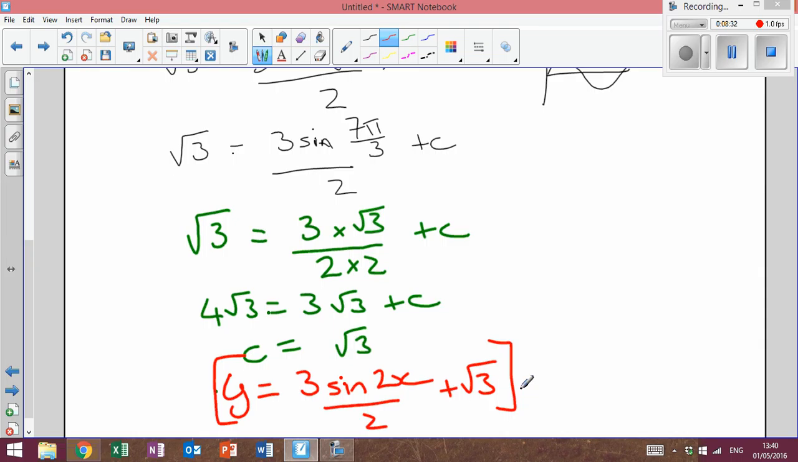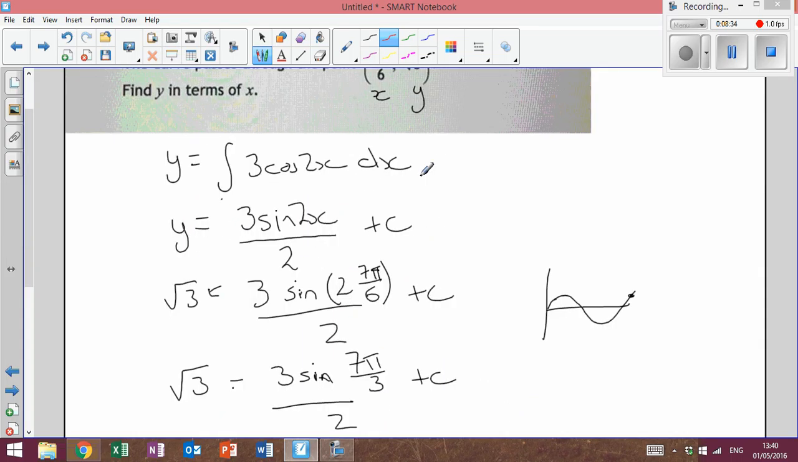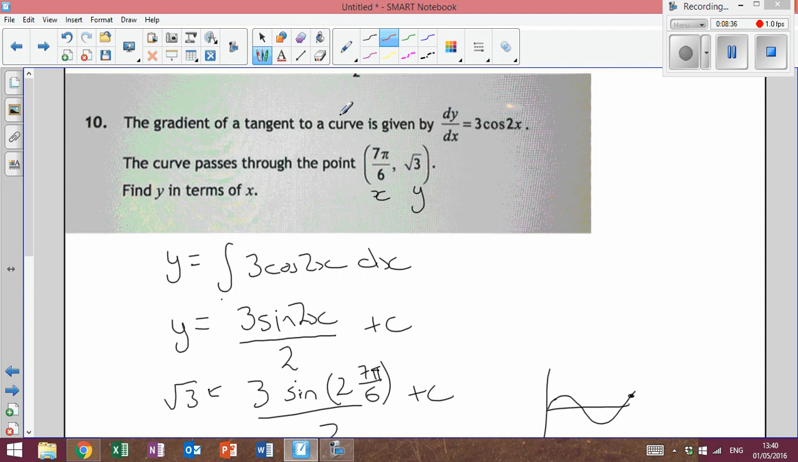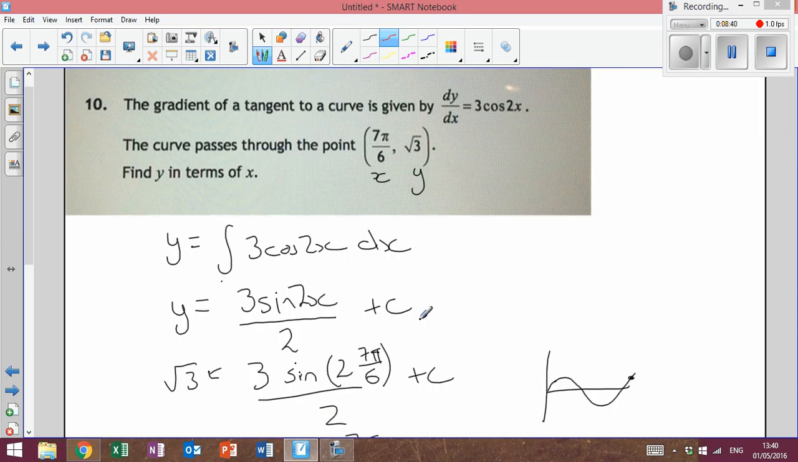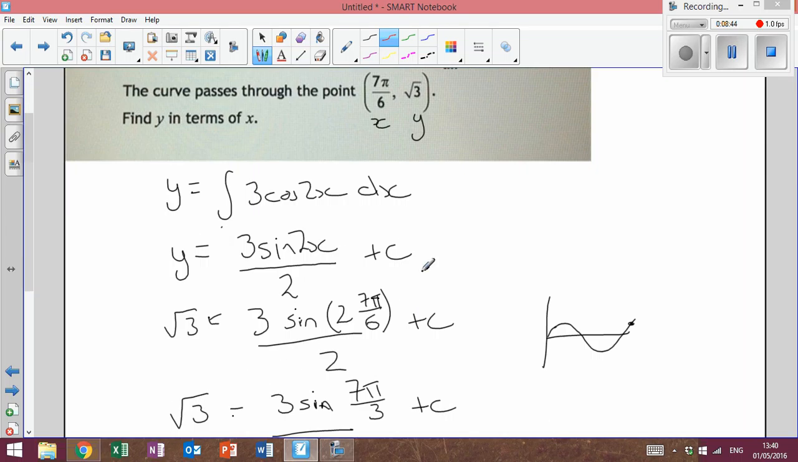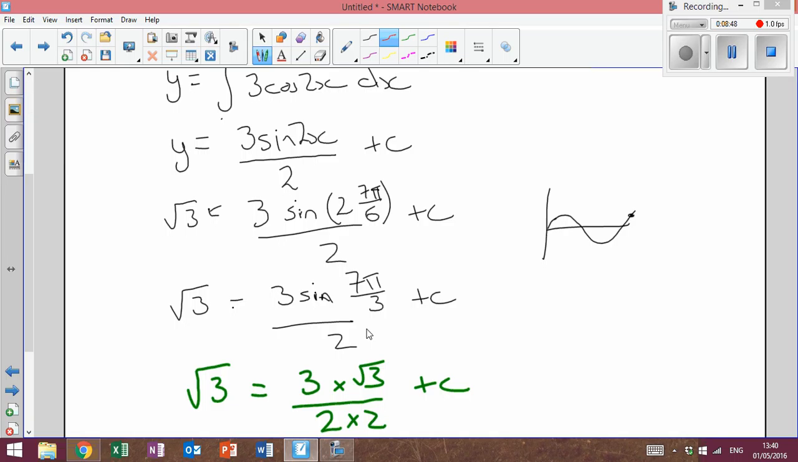Okay, so key points there. Firstly, if you've got your differential and you want to get back to the original, you know you're going to be integrating, just integrate as normal. Because you don't have any limits, you've got this extra plus c, but that's fine. You find that and you use a point to sub in and then just calculate what c is.